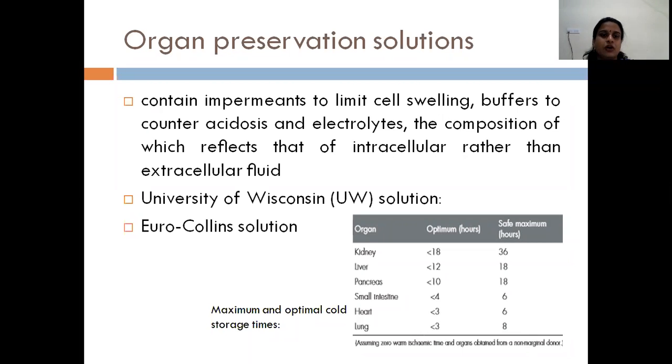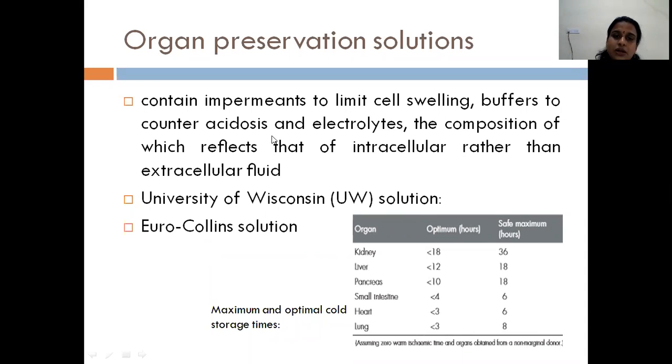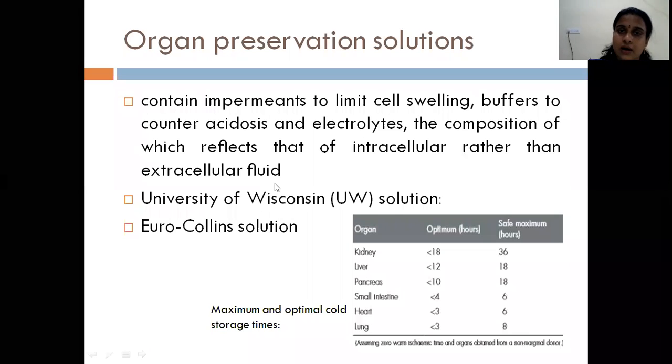The best example for organ preservation solution is the University of Wisconsin solution, most widely used. The other solutions are Eurocollins solution. Okay, so this is how the organ preservation solutions are used to flush and preserve the organs.